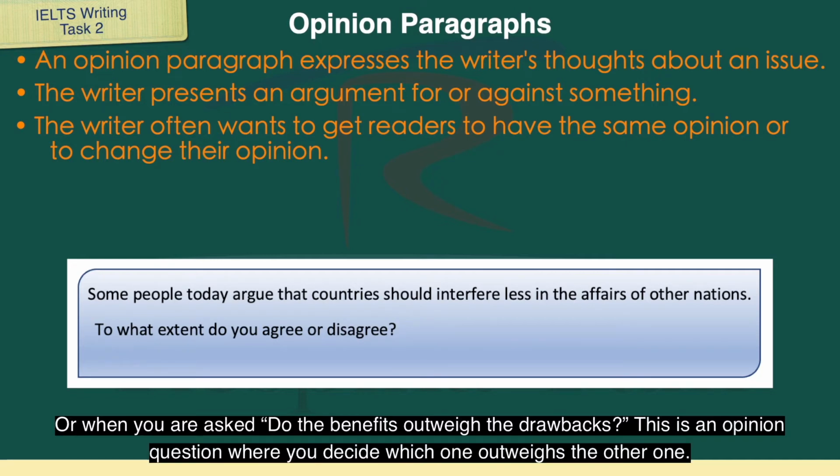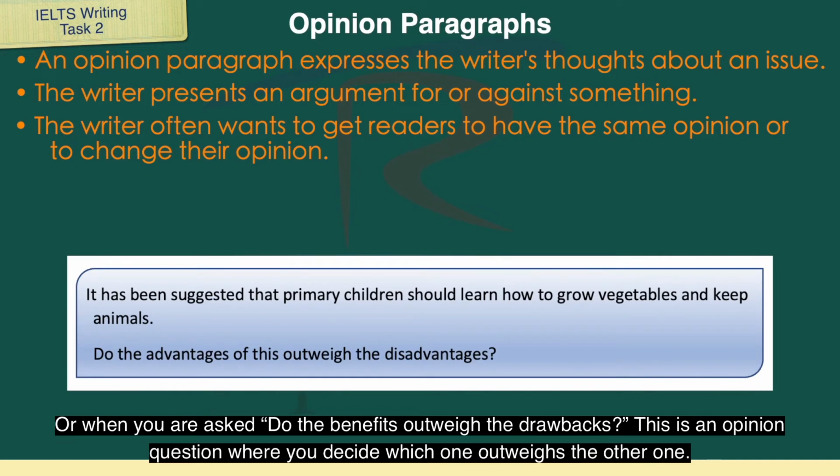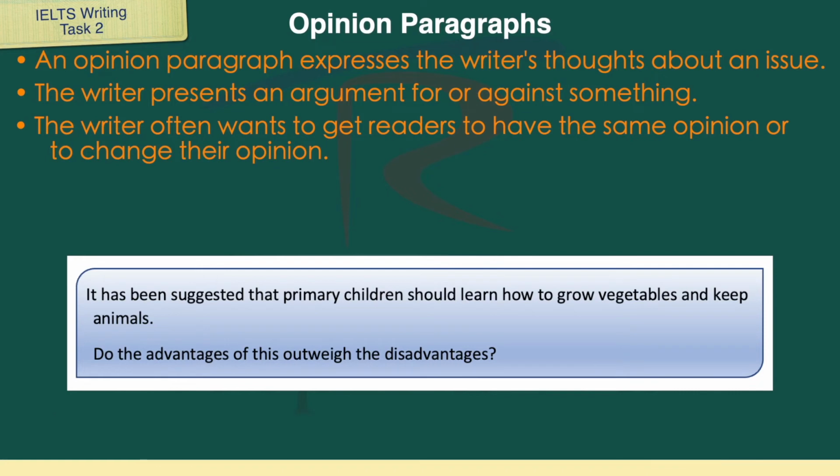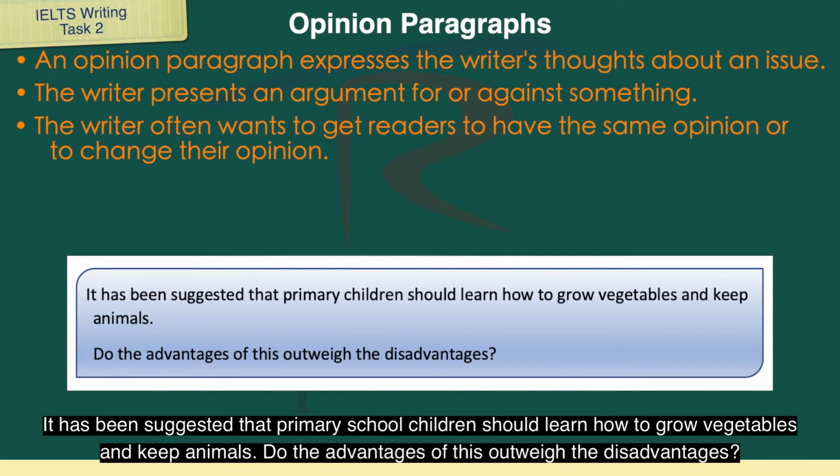Or when you're asked, do the benefits outweigh the drawbacks? This is an opinion question, where you decide which one outweighs the other one. For example, it has been suggested that primary school children should learn how to grow vegetables and keep animals. Do the advantages of this outweigh the disadvantages?